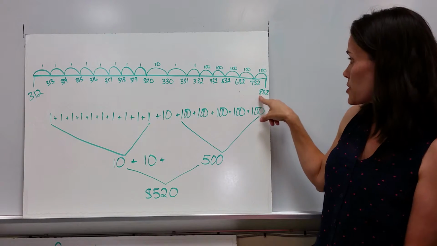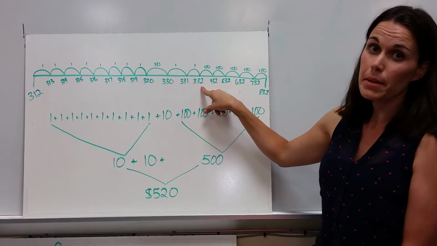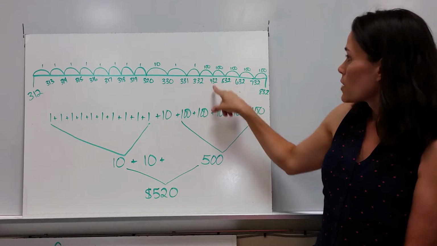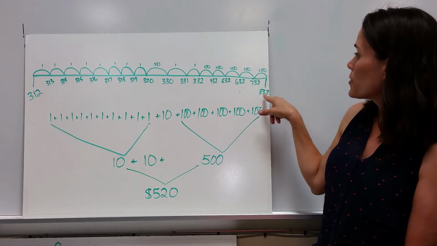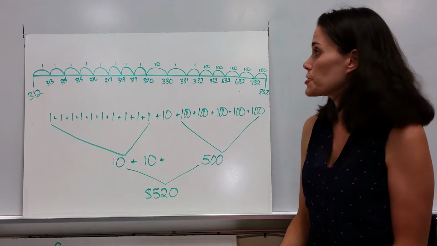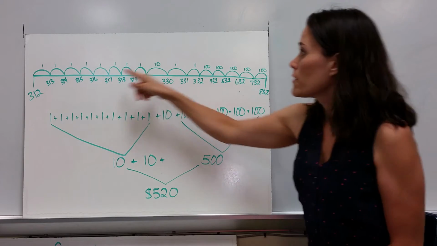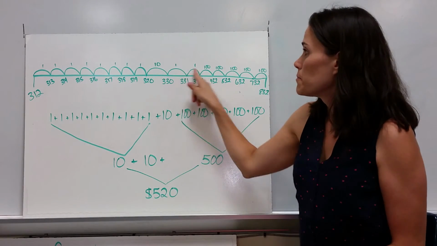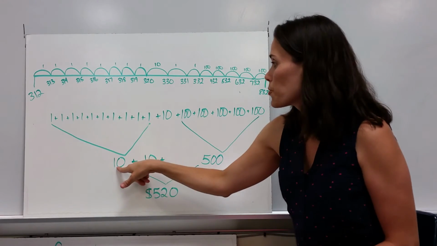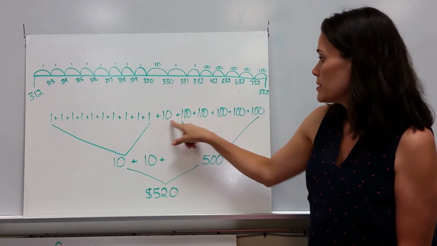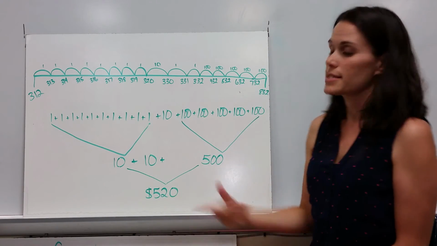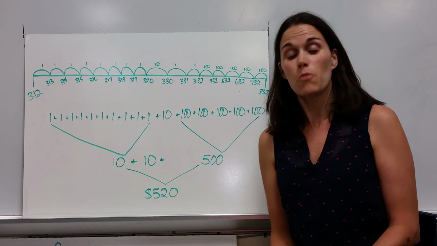Since we're getting to 832, then we can start jumping by hundreds, which is 100, 100, 100, 100, 100, and now we're to our goal again of 832. When we add all of these up, I combined all of the ones. So I combined these ones plus these 2, and that was 10 total, plus the 10, plus all the hundreds, and that still equals 520 more that they need.